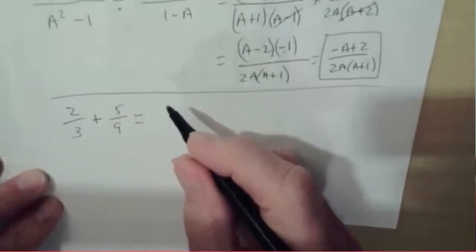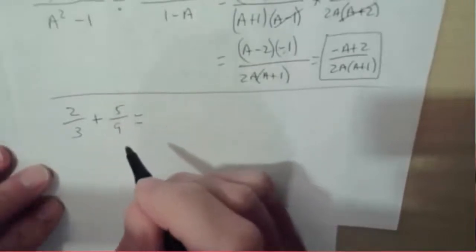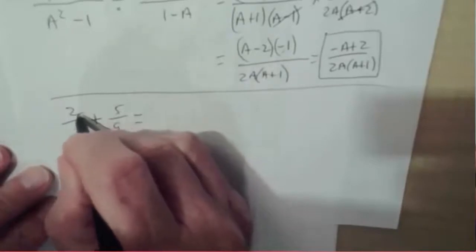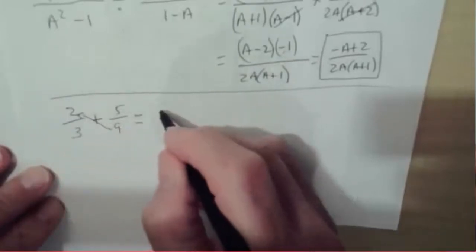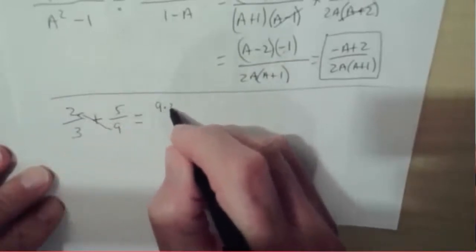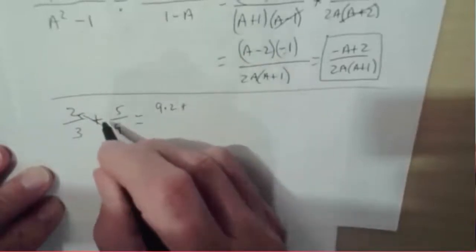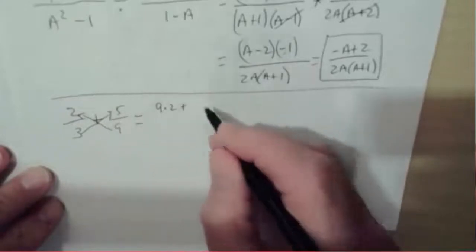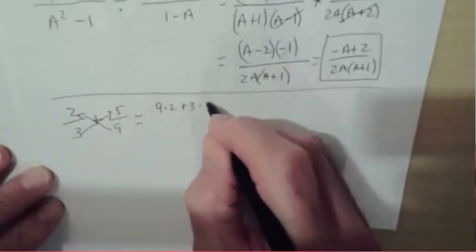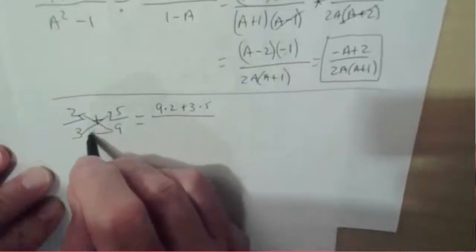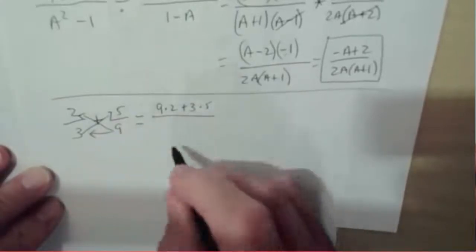The first thing I'm going to do is cross multiply. 9 times 2 plus 3 times 5 over, and then you multiply the denominators. 3 times 9.